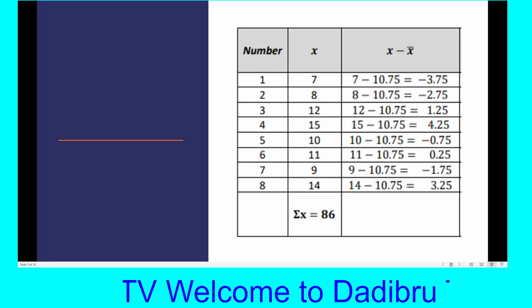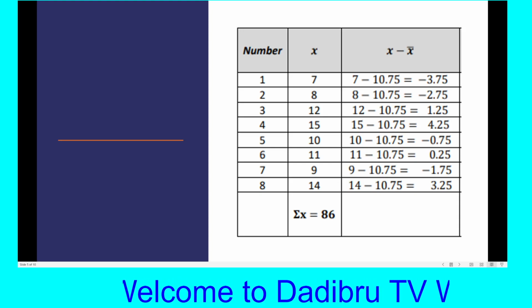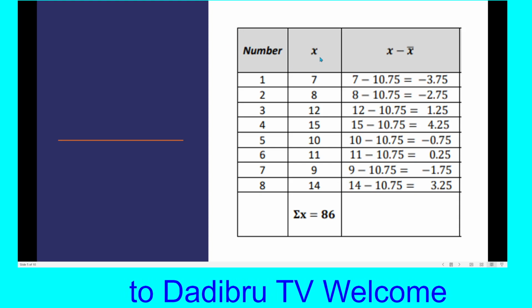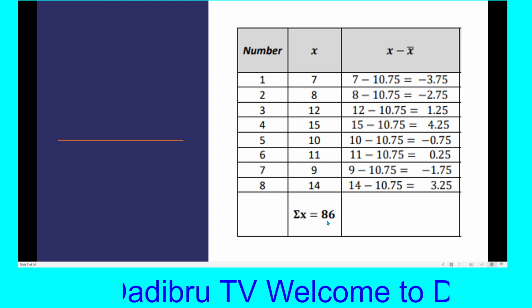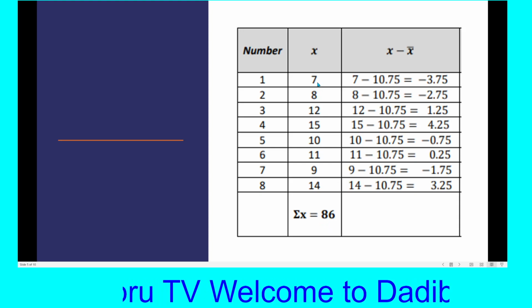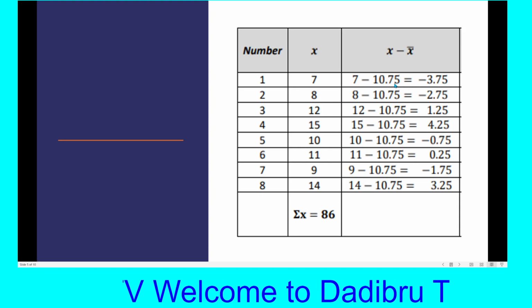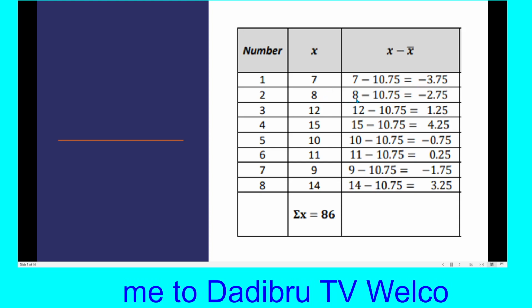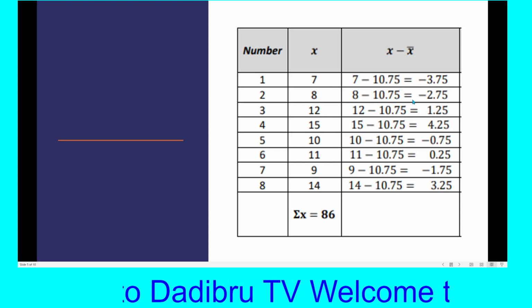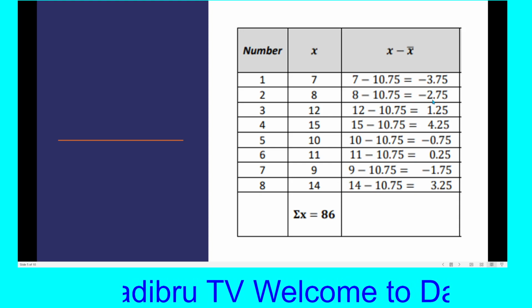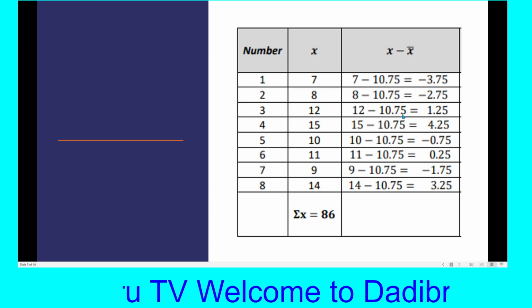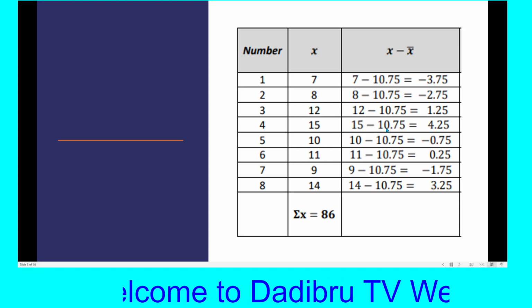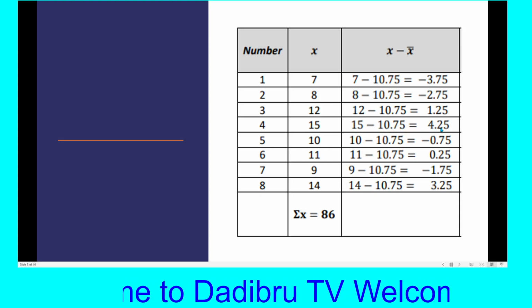Next, to determine the variance, again, subtract the scores, the x values, from the mean of the sample. So if the score is 7, subtract the mean 10.75, and the result is negative 3.75. If the score is 8, subtract the mean 10.75, that is equal to negative 2.75. If the score is 12, 12 minus 10.75 is equal to 1.25. If the score is 15, 15 minus 10.75 is equal to 4.25.